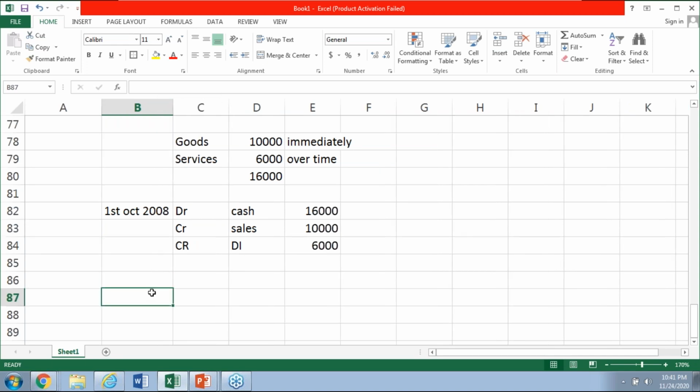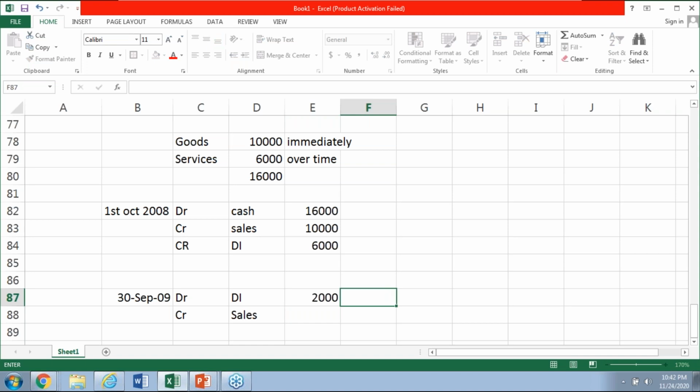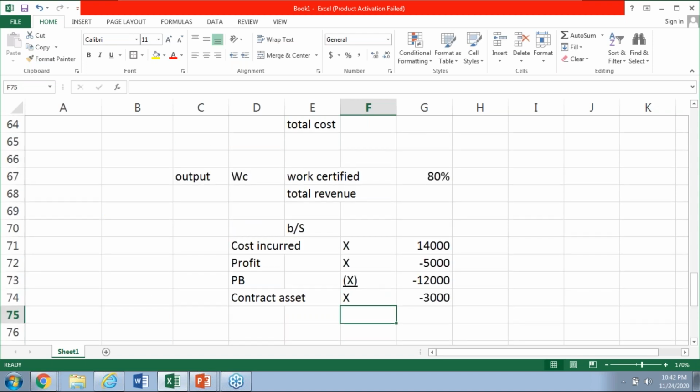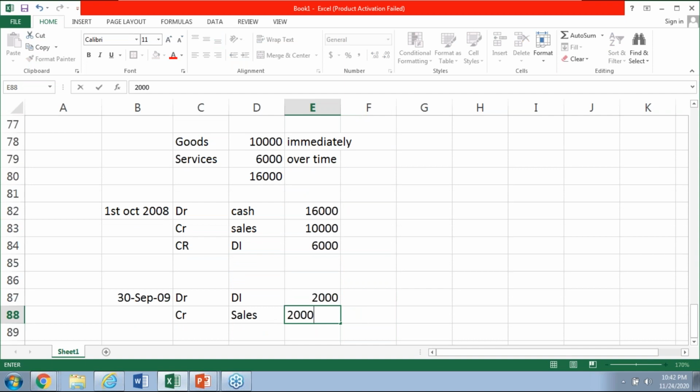Now what about the year end at 30th September 2009? At 30th September 2009, out of the 3 year service period, we have delivered the 1 year service. The accounting entry will be debit deferred income and crediting the value of the sales from the service. So this will be 2 million, 2,000.